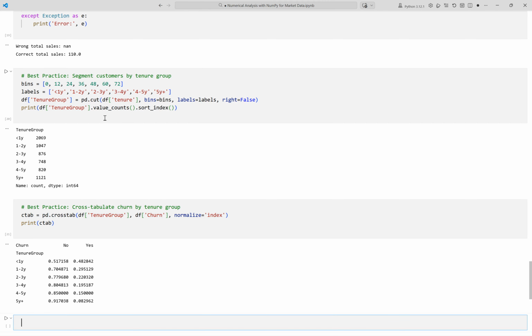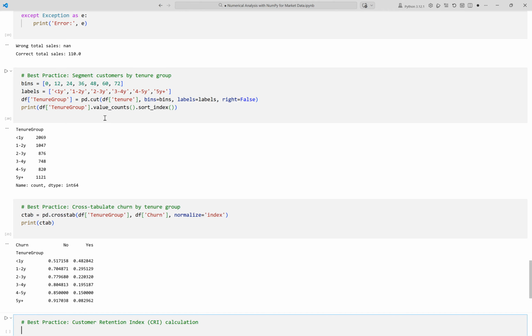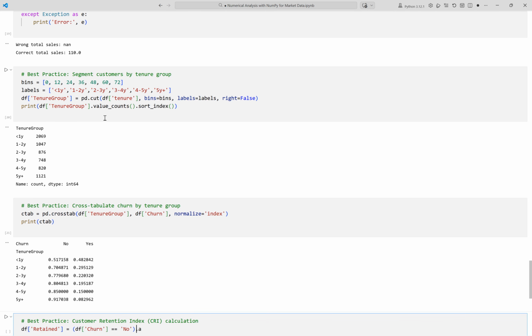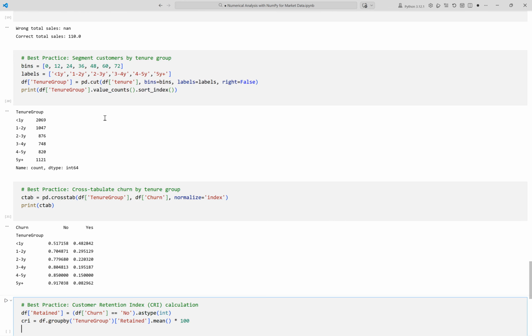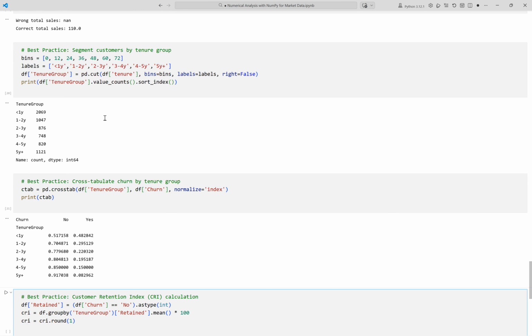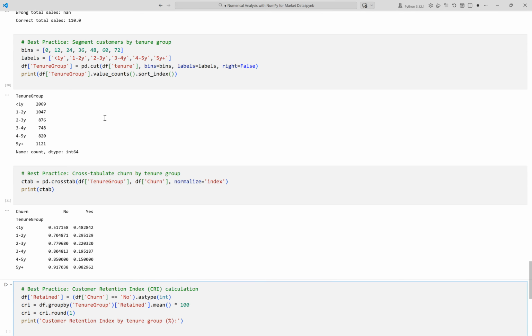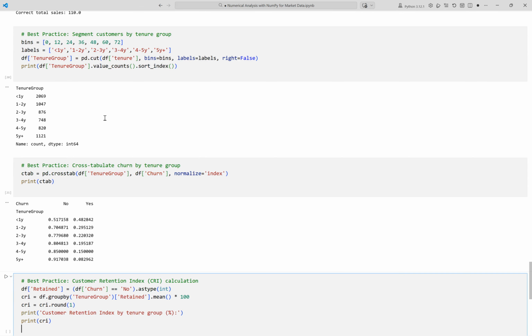Customer Retention Index, CRI, measures how well the business keeps customers. We create a binary column, 1 if retained, 0 if churned. Group by tenure and calculate the mean retention rate. Results are multiplied by 100 and rounded for reporting. These metrics support management in evaluating loyalty by group. A high CRI in longer tenure groups may indicate effective customer engagement.